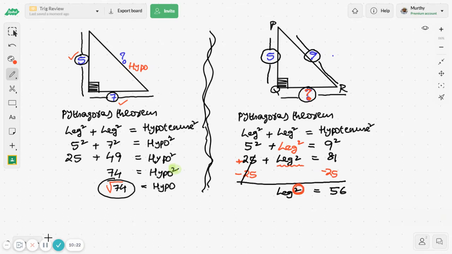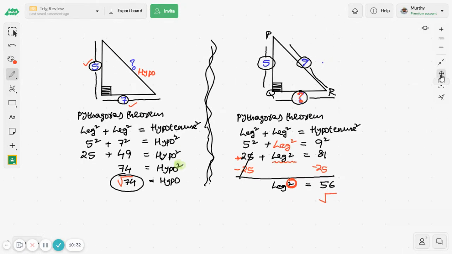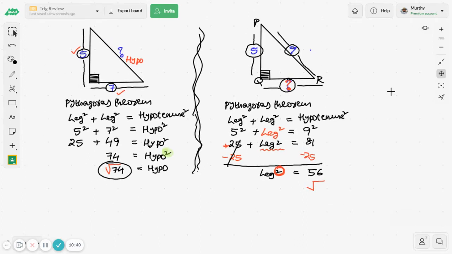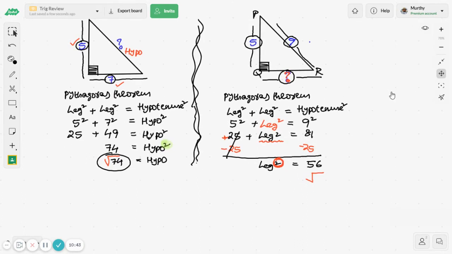As I mentioned in my previous question, the majority of students tend to forget the square part, so you don't make that mistake. If you eliminate that square on one side, on the other side you'll be getting a square root. So let me move this one a little up so that I'll get more space. So the value of leg equals square root of 56.